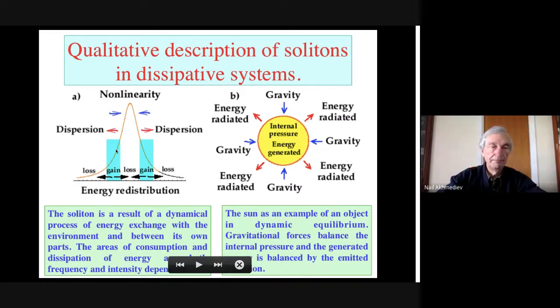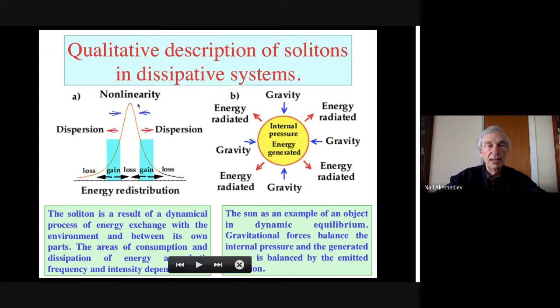And if this is the case, we can see that amplitude in these parts would tend to increase, but then energy will be redistributed to the tails and to the center. And the same happens on the left-hand side and on the right-hand side of the soliton. And as a result, we have a balance between gain and loss. And then the shape of the pulse remains constant in propagation.